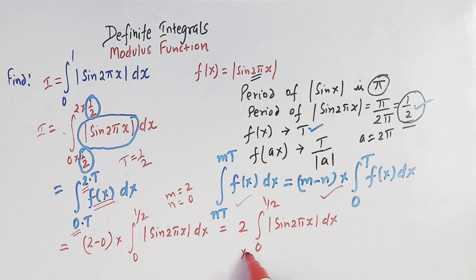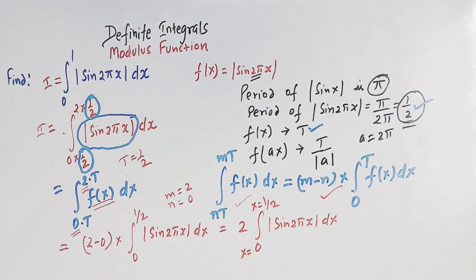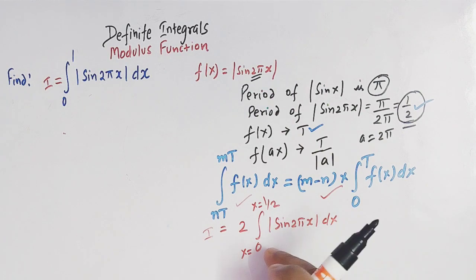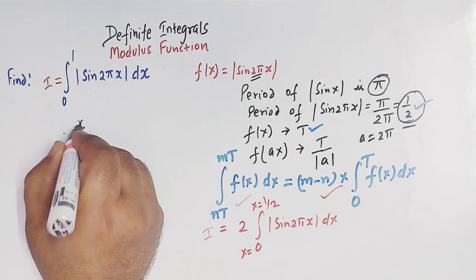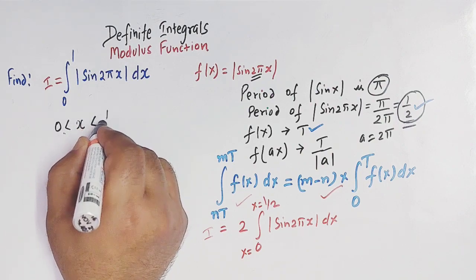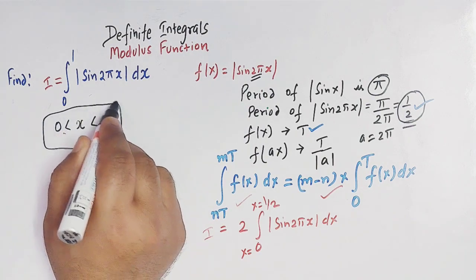So now x varies from 0 to half, right? So now viewers, our next step is, see here the limits of integration vary from 0 to half. So x is greater than 0 and it is less than half. So we have now this inequality.